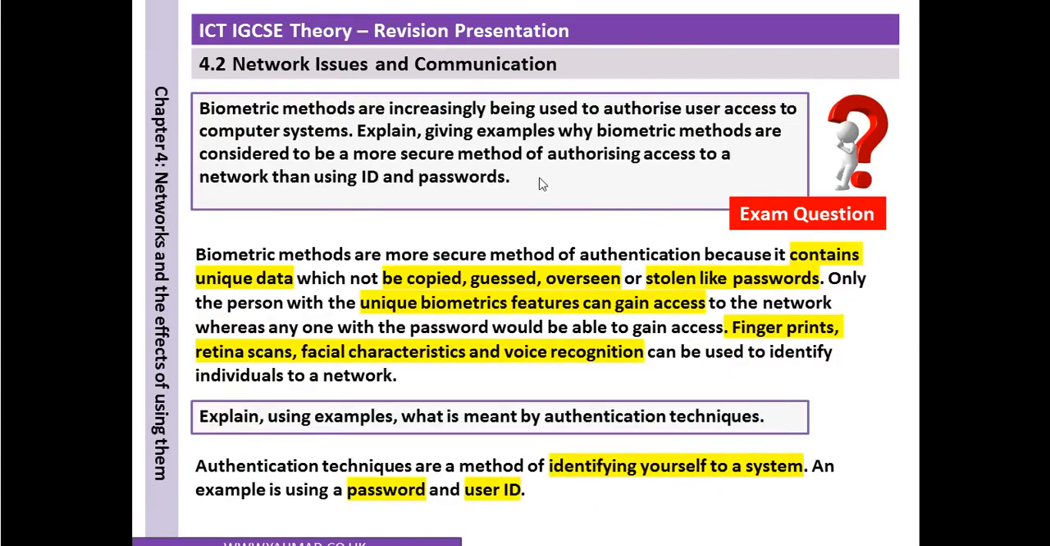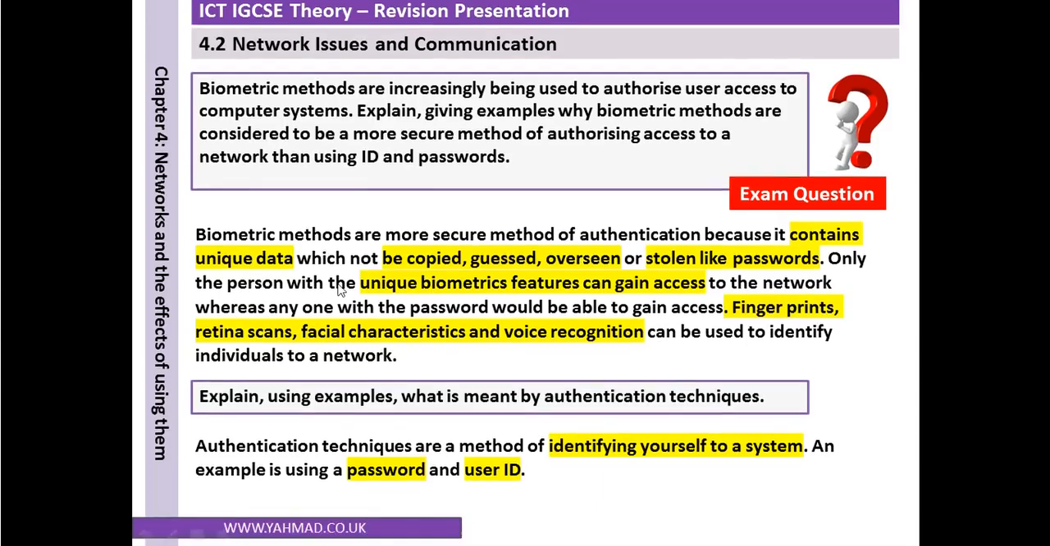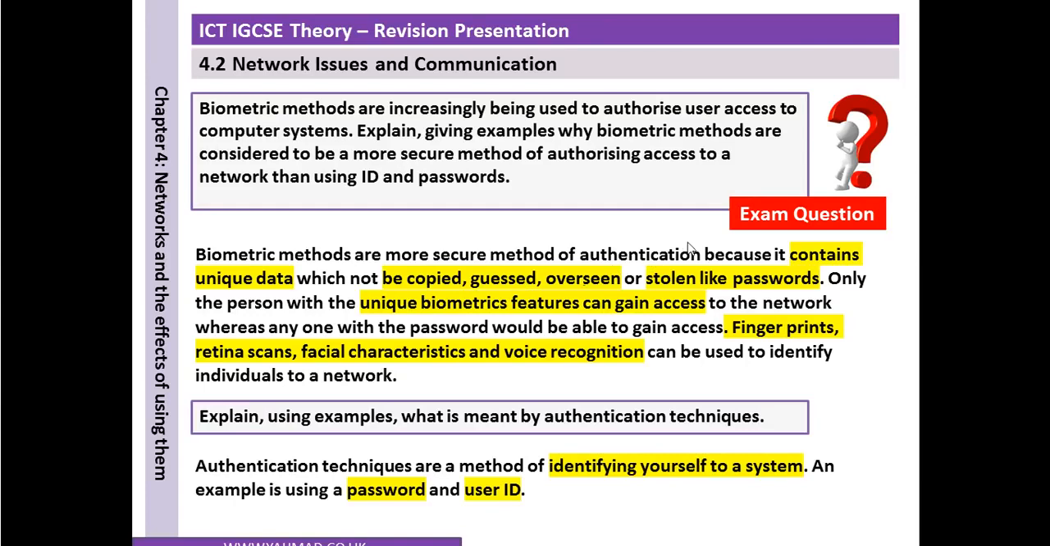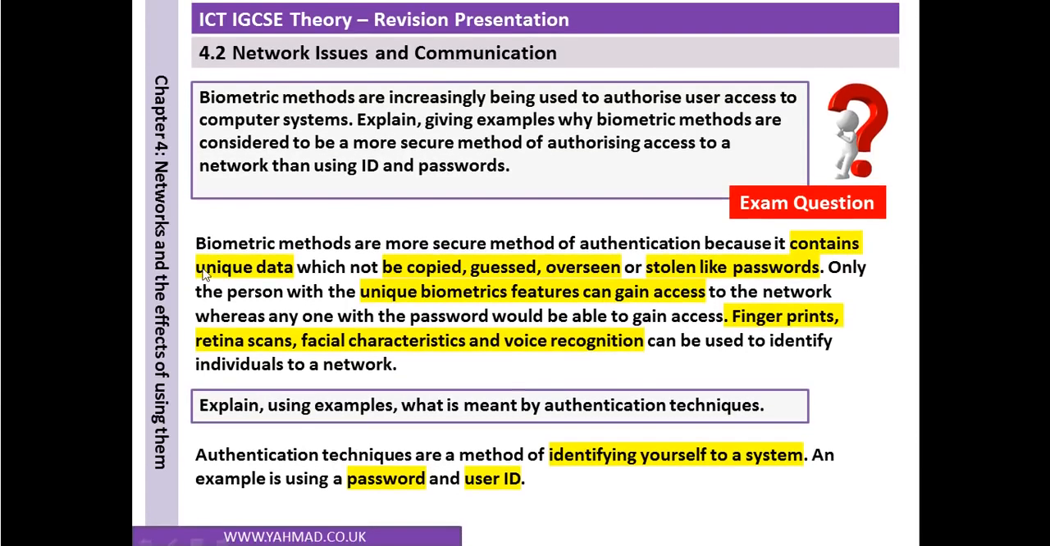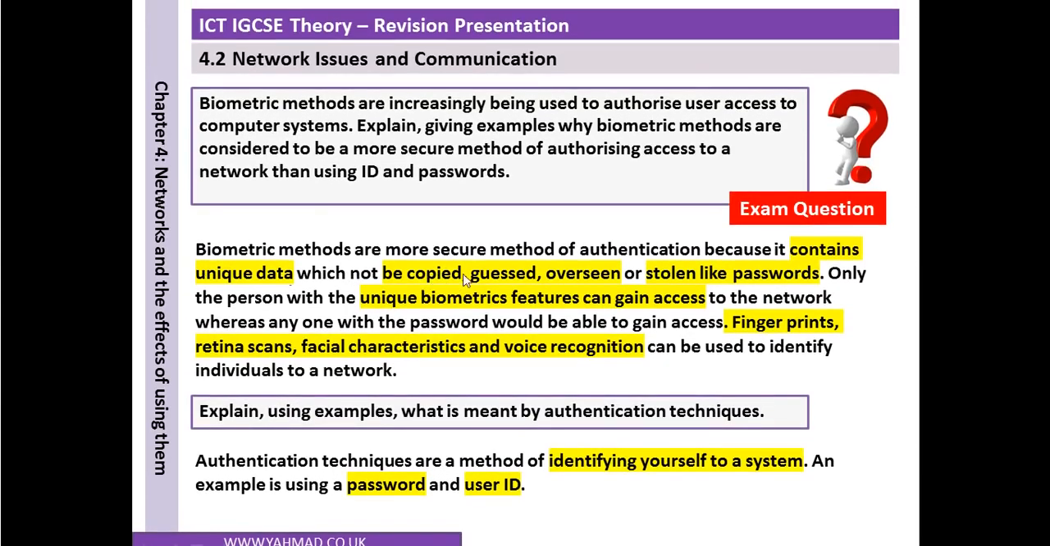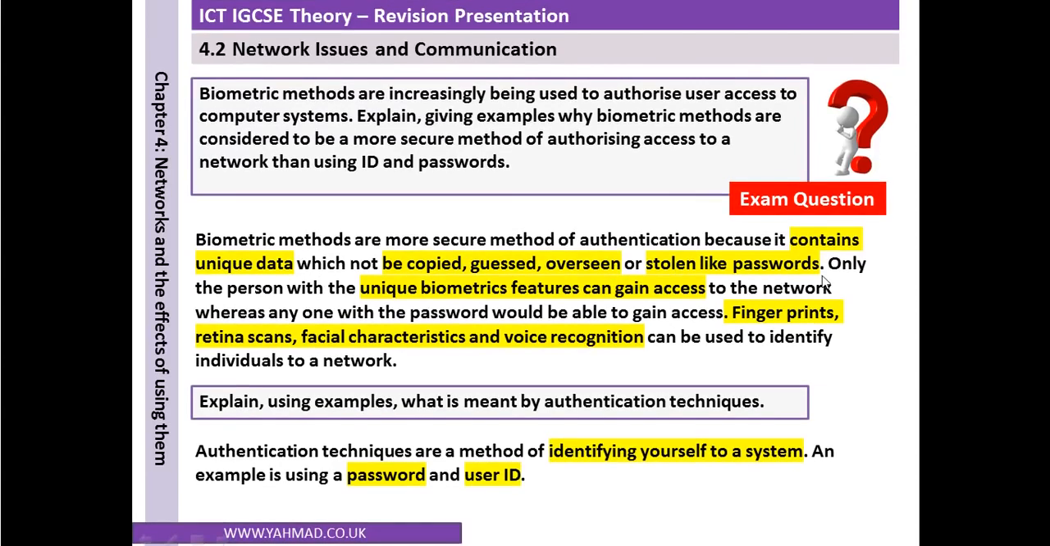Okay. Biometric methods are increasingly being used to authorize user access to a computer system. Explain, giving examples, why biometric methods are considered to be a more secure method of authorizing access to a network than using ID and passwords. So biometric methods are more secure methods of authentication because they contain unique data which cannot be copied, guessed, overseen or stolen like passwords.